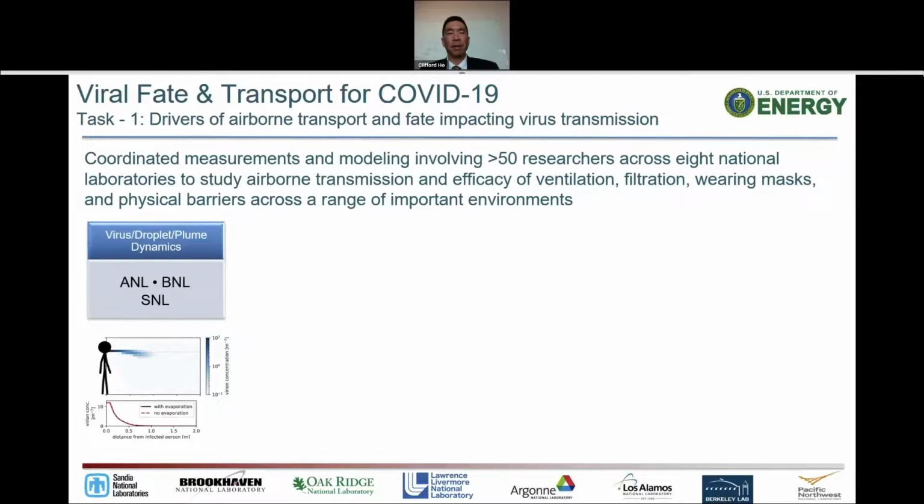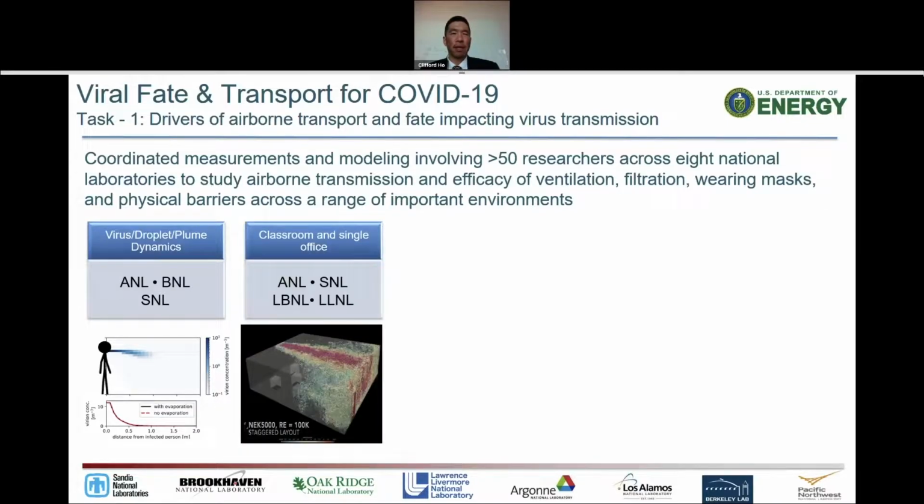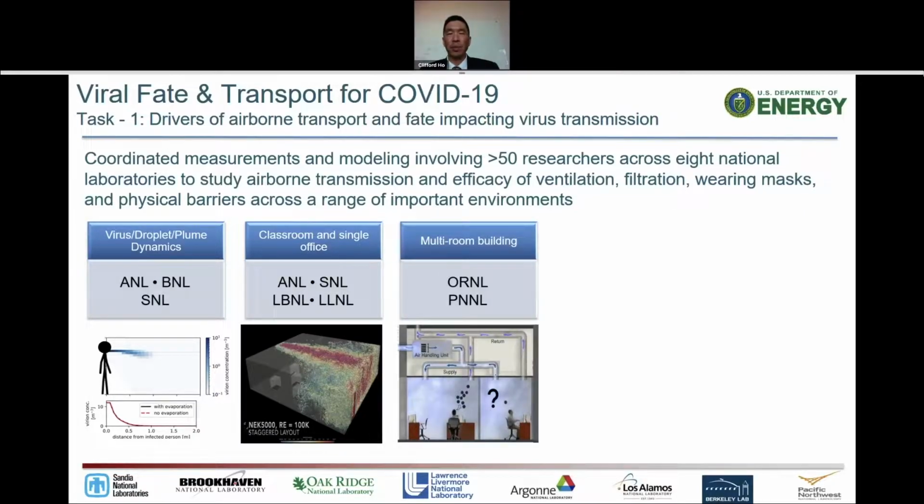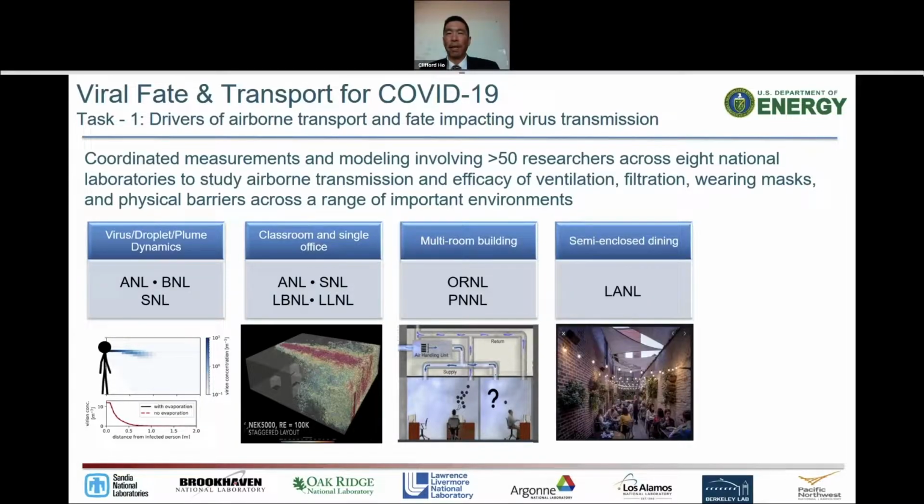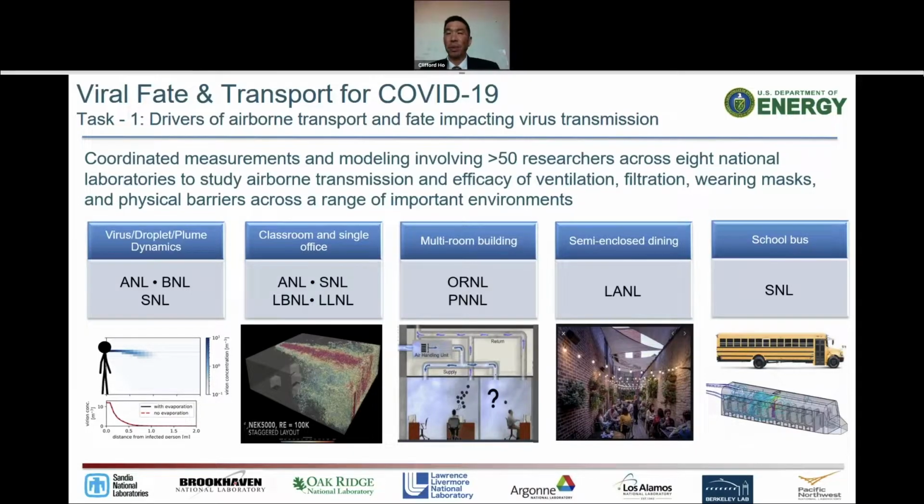So to give you a snapshot of the different activities and the breadth of activities we did, Oak Ridge National Laboratory, Brookhaven, and Sandia looked at virus and droplet and plume dynamics. Classroom and single office environments were investigated by Oak Ridge, Sandia, Lawrence Berkeley, and Livermore National Labs. Multi-room buildings were investigated by Oak Ridge and Pacific Northwest National Labs. Even a semi-enclosed dining environment was investigated by Los Alamos National Lab. And then at Sandia, we looked at school buses.